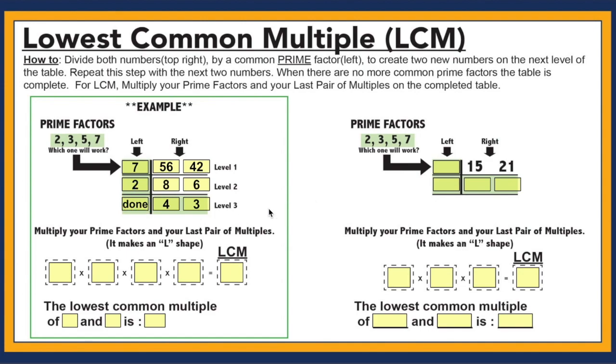Now we can use the table to find our lowest common multiple. It says here, multiply your prime factors and your last pair of multiples. It makes an L shape. So here are our prime factors. And here's our last pair of multiples, which we couldn't break down any further. And look at the shape they make. They make an L shape. And L stands for lowest common multiple.